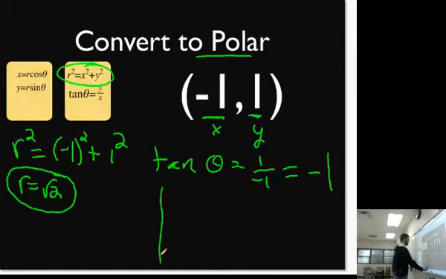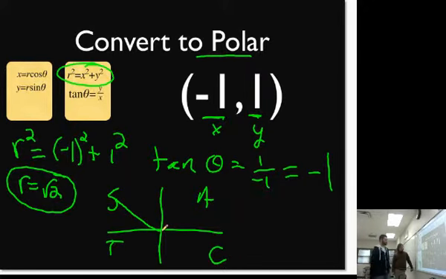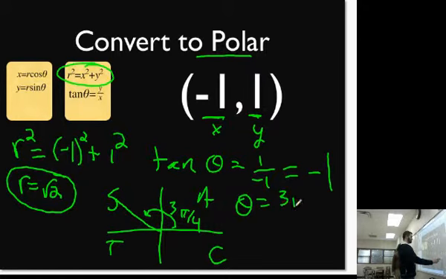If we remember this, all students take calculus. Tangent's going to be negative over here, and the question is, what is the angle? Isn't that 3 pi over 4? Yes. 3 pi over 4, so theta equals 3 pi over 4.